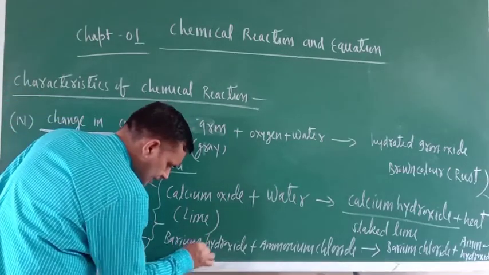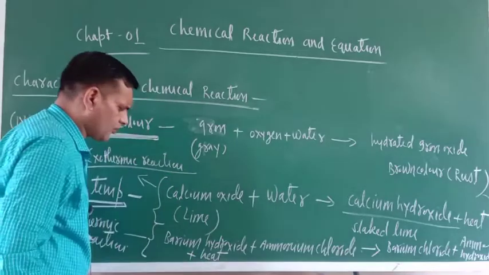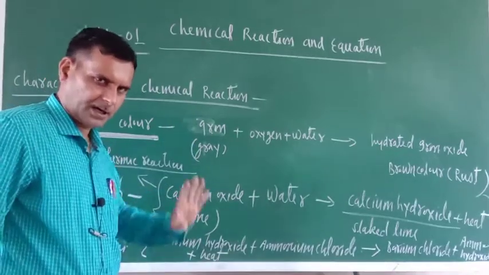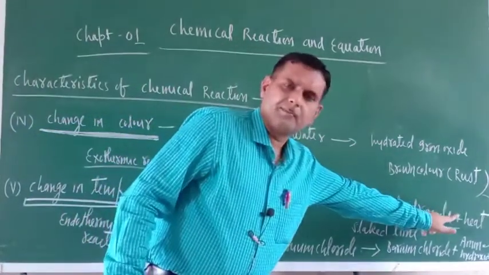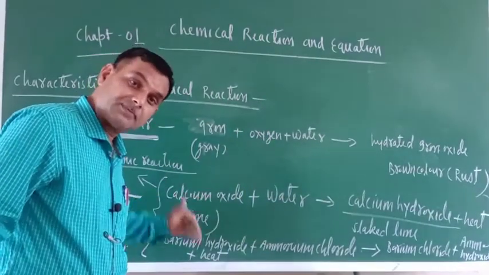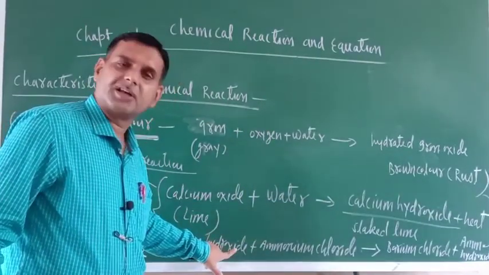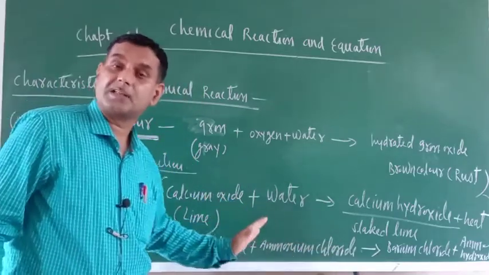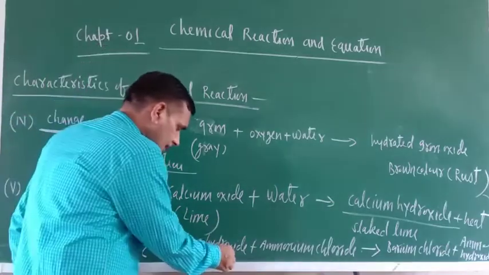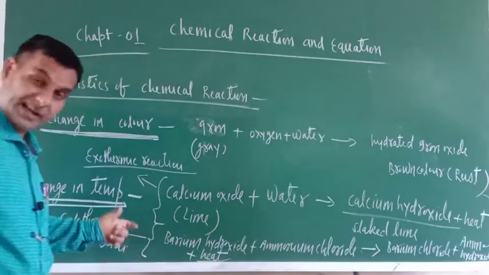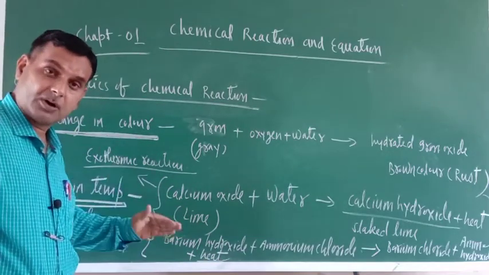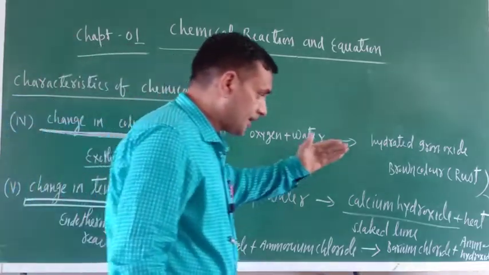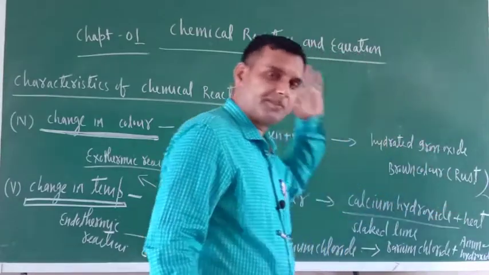Now just see, here heat is absorbed. So on the reactant side only you should write the heat. If heat is evolved, it must be written on the product side. If heat is absorbed, heat should be written toward the reactant side. The things written to the left of the arrow are called reactants. So if heat is absorbed, the word heat is written on the reactant side, and if evolved, on the product side.